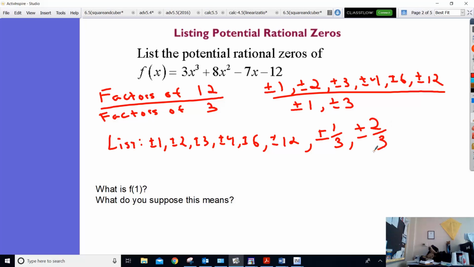Then you do 3 over 3. Is that already in your list? You don't write it twice. Don't repeat. There's no point in repeating. 4/3 is new. 6 over 3 is 2. Now I write it, 2 over 3 is 4. That's the full list. If there is a zero in that function, a fractional zero or a rational zero, it's in that list.